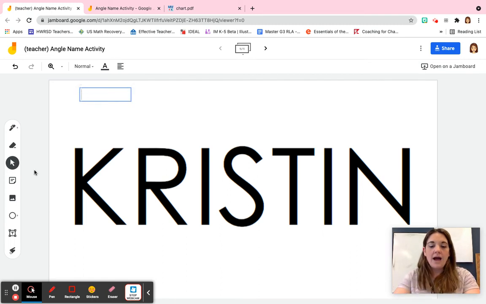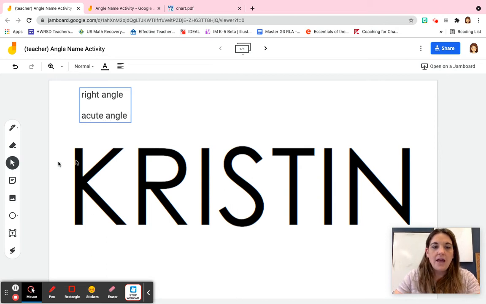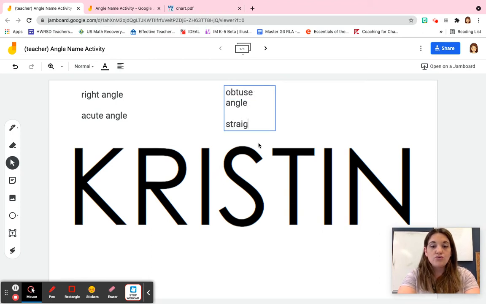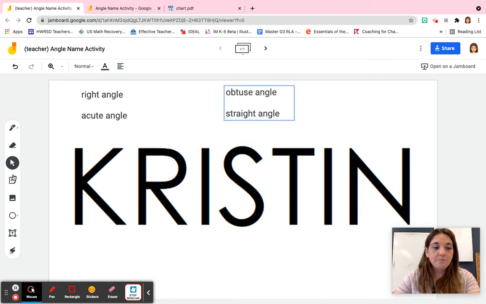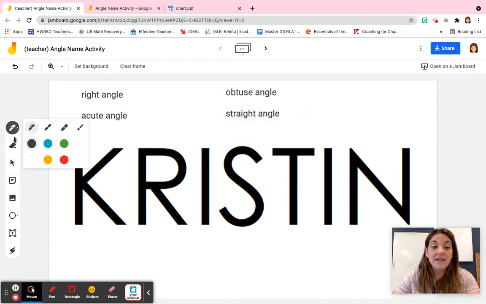So up here, I'm going to type the words right angle. Then I'm going to come down a little bit, enter, enter, and then type acute angle. Then I'm going to come over here and make another text box, because I'm going to be making a little key. I'll show you what I mean in just a moment. Obtuse angle and straight angle. I'm going to make this box a little bigger. There we go. Now I'm going to give each one of these a different color.